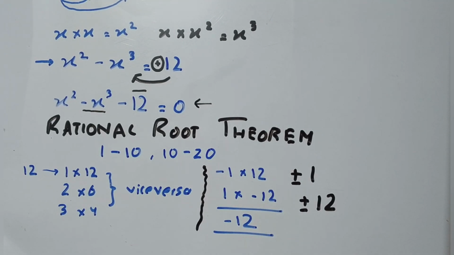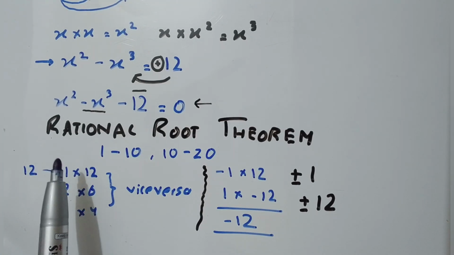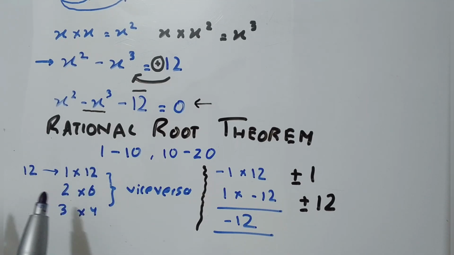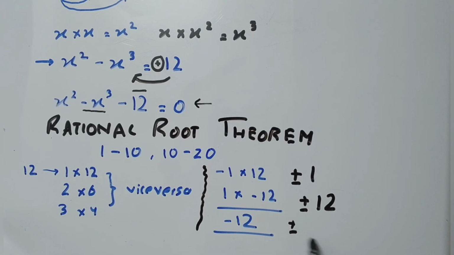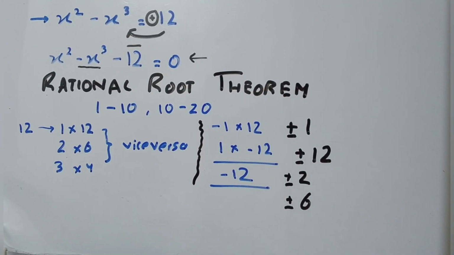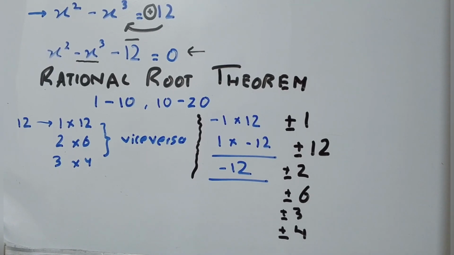That's the point here that I want you to understand clearly, because we only tried this with 1 and 12. Now if you applied the same thing to 2 and 6, we would get two factors more, and those are plus minus 2 and plus minus 6. Along with that, if we applied the last one, that is 3 and 4, we would get two factors more, that is plus minus 3 and plus minus 4. So this was basically the rational root theorem that we would use to find out the possible factors.